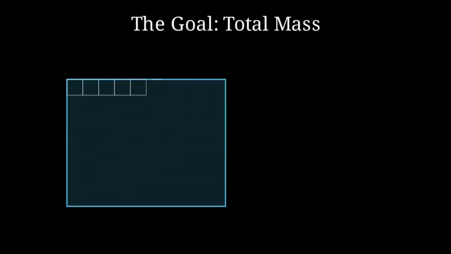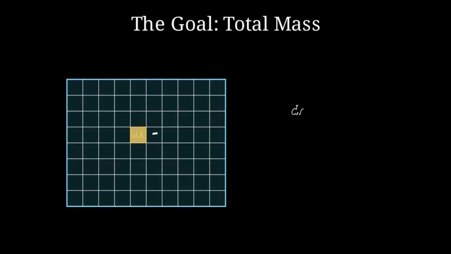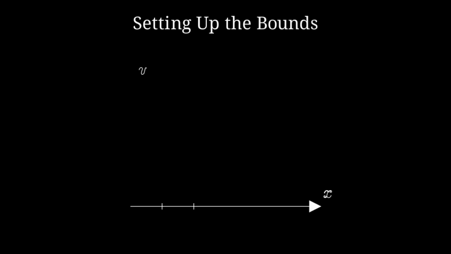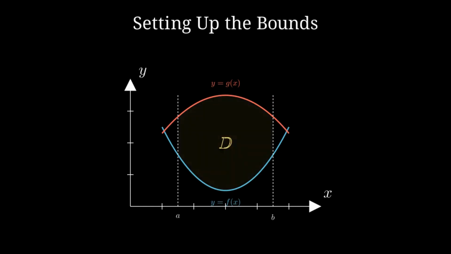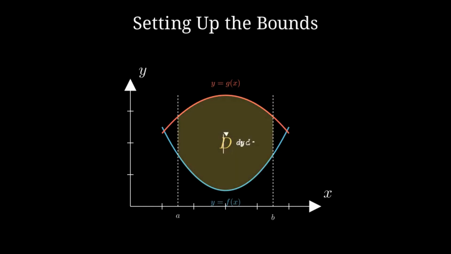To find the total mass, we must sum up the mass of every tiny piece of the lamina. Each infinitesimal piece has an area dA and a mass dm, calculated by multiplying the local density by that tiny area. Before calculating, we must define the boundaries of our lamina. We typically describe the region D using inequalities for x and y, which become the limits of our iterated integral, usually starting with the inner variable.